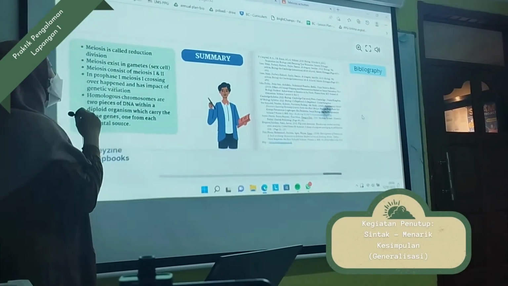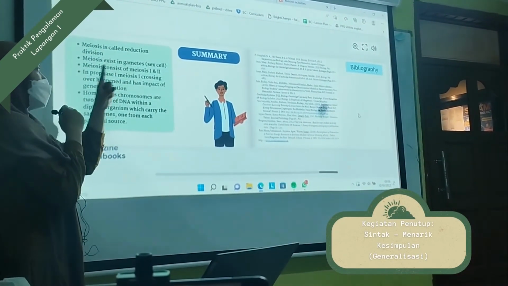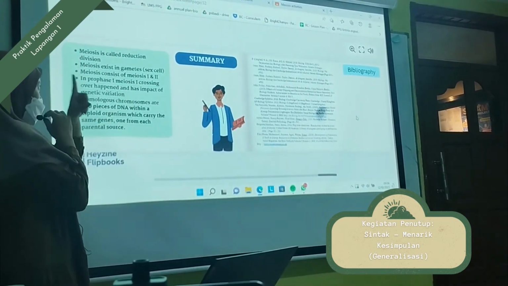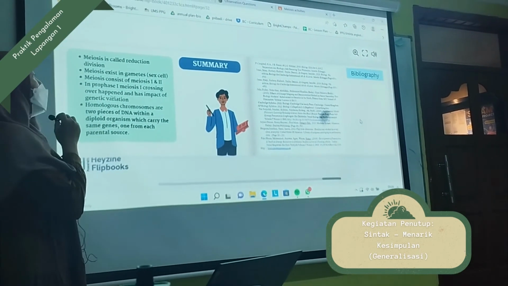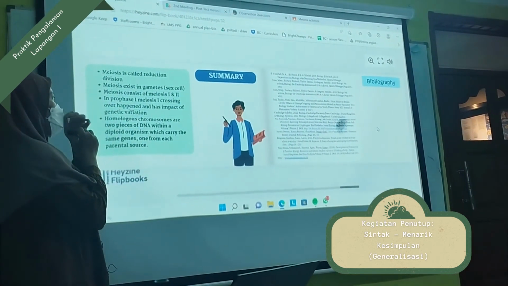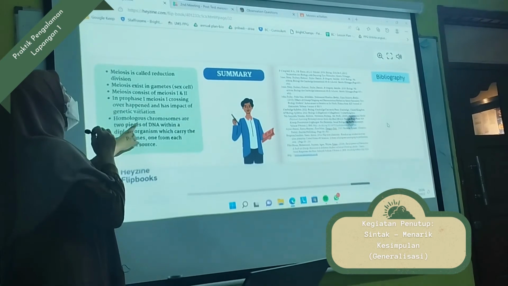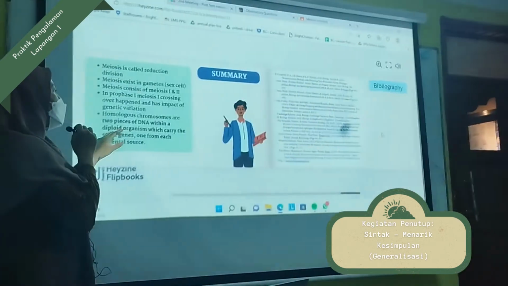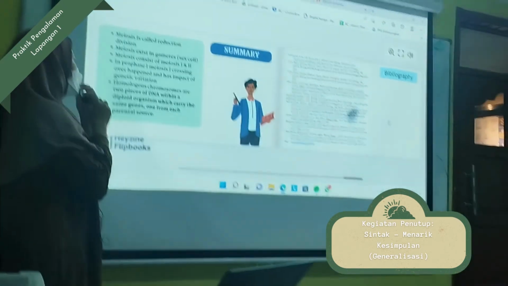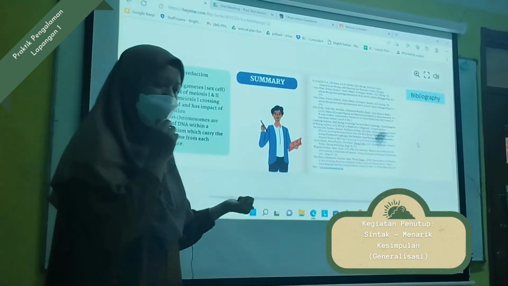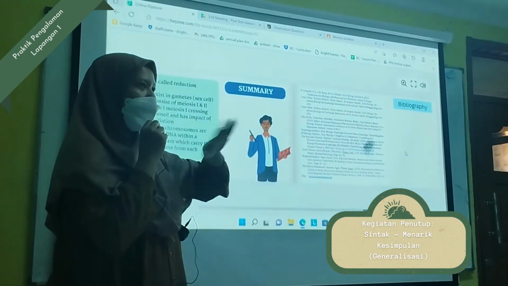Meiosis consists of meiosis 1 and meiosis 2. In prophase 1 of meiosis 1, crossing over happens and has an impact on genetic variation. The last one, homologous chromosomes are two pieces of DNA within a diploid organism which carry the same genes, one from each parental source. Okay, so this is the summary. Do you have any questions before we close the class?